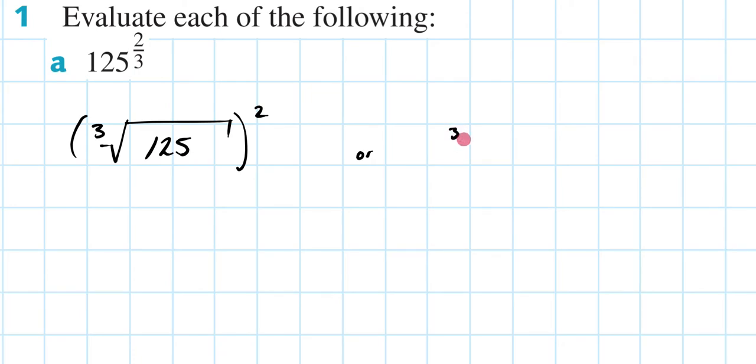So you're still going to write that cube root of 125, but this time, instead of putting that 2 there, you could also put it inside the radical. It doesn't really matter. It really depends on the question you've been asked.